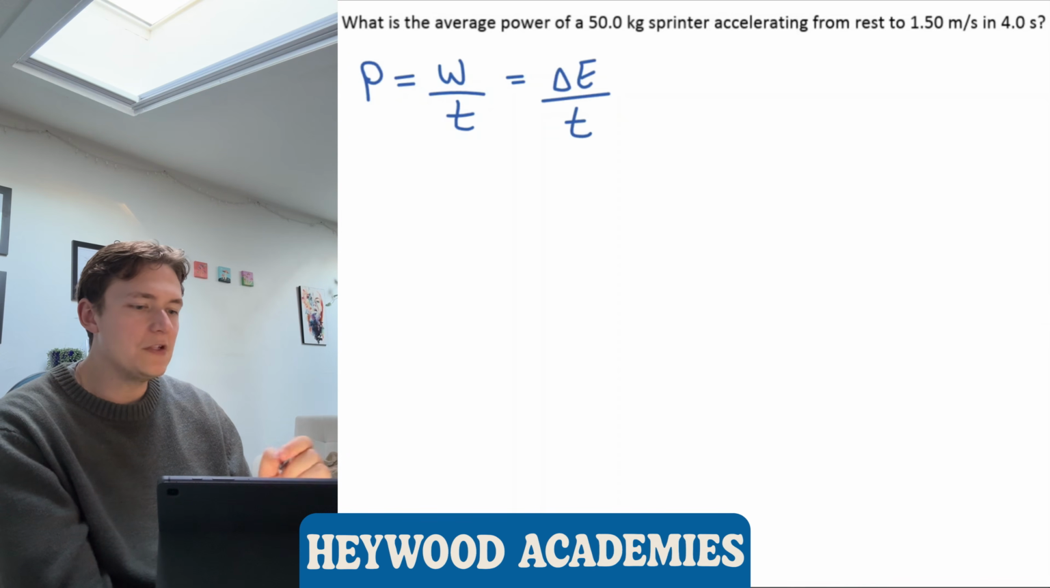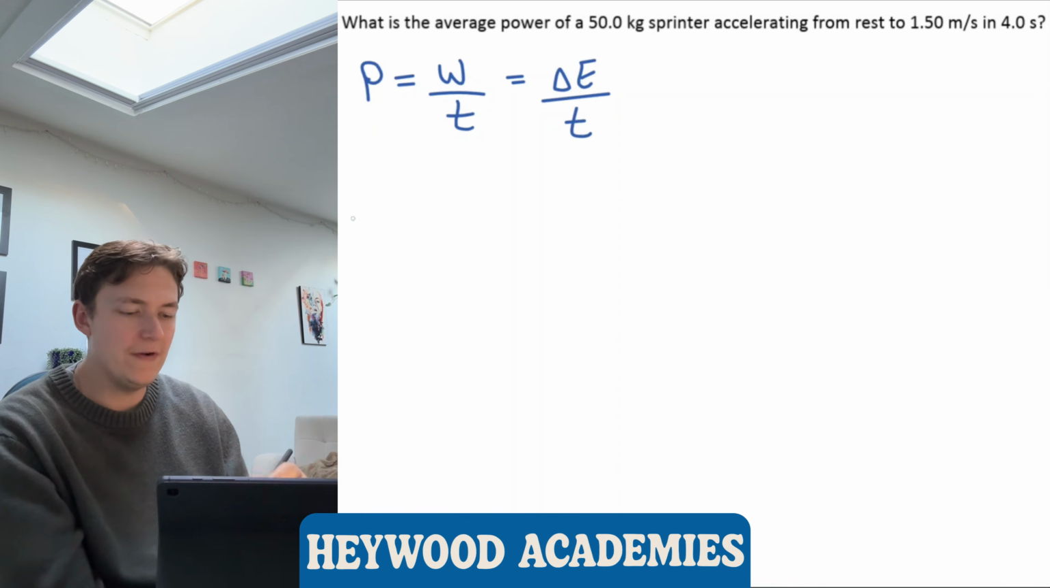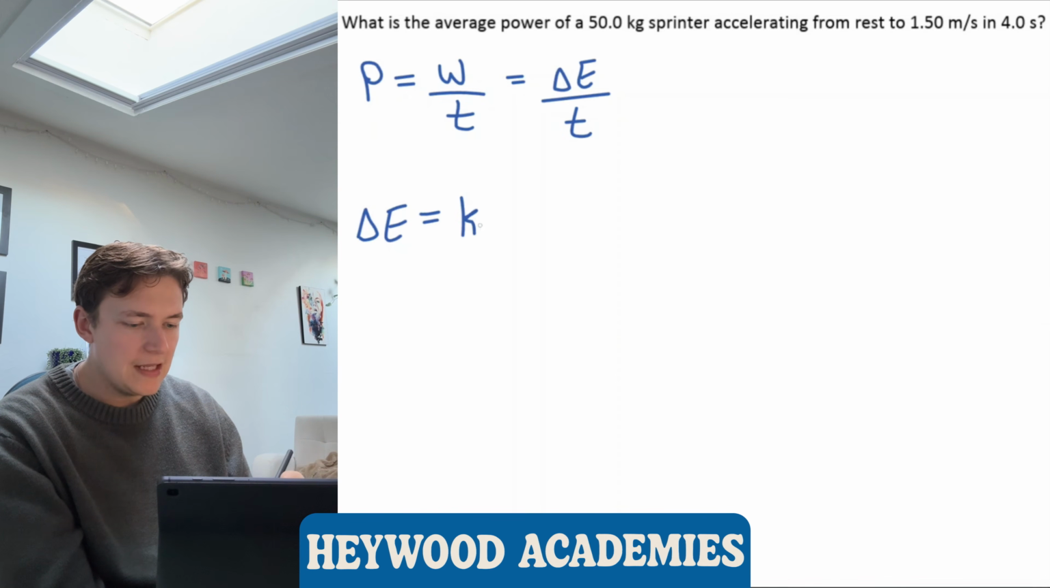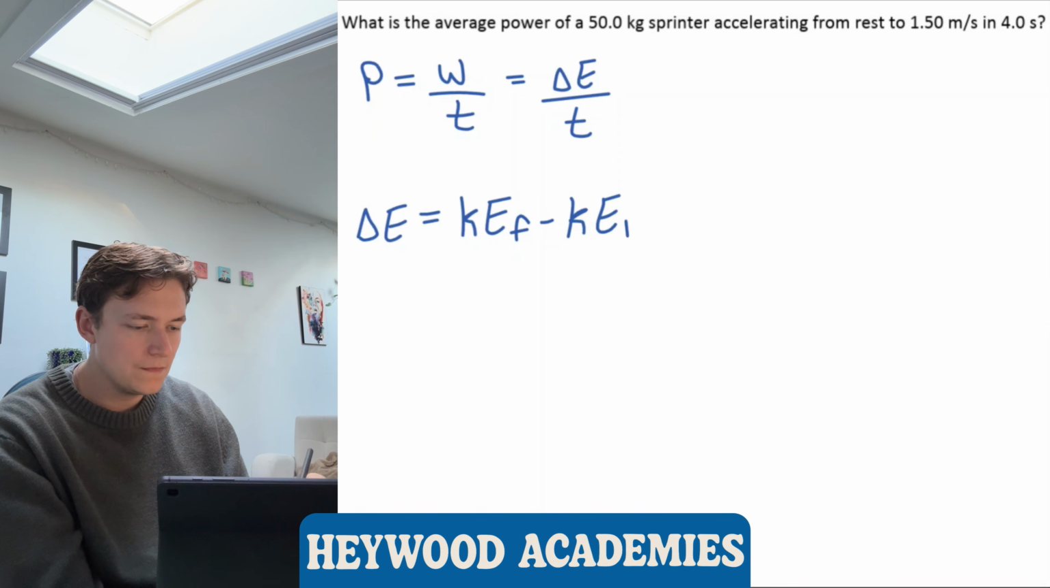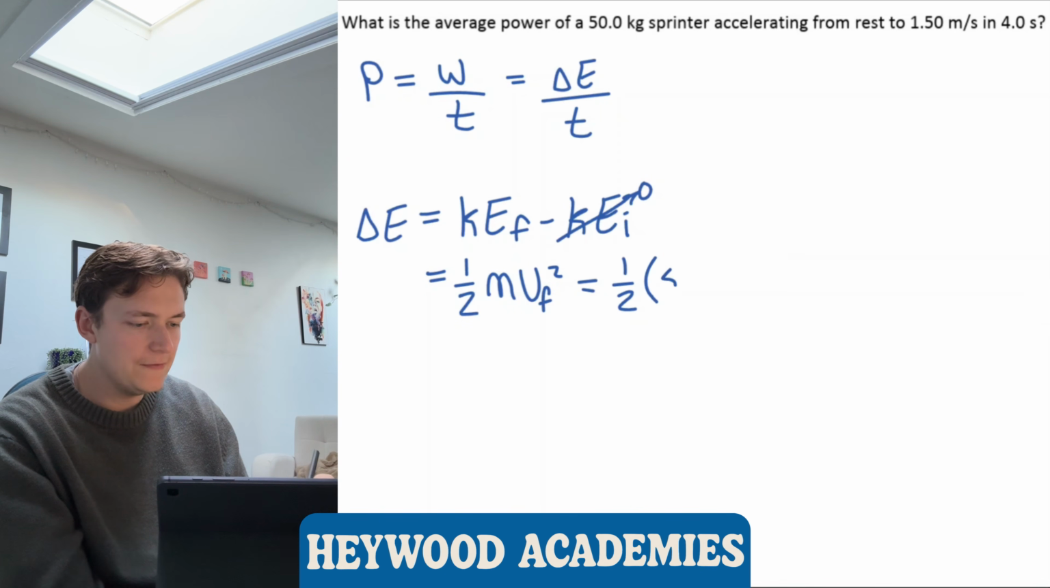And now we've got to figure out the change in energy going from rest to 1.5 meters per second. So our change in energy is just going to be the change in kinetic energy. So that's going to be kinetic energy final minus initial. Starting from rest, so that's going to be 0. Final is 1/2 mv final squared. So let's go ahead and plug those numbers in. 1/2 times 50 times 1.5 squared.